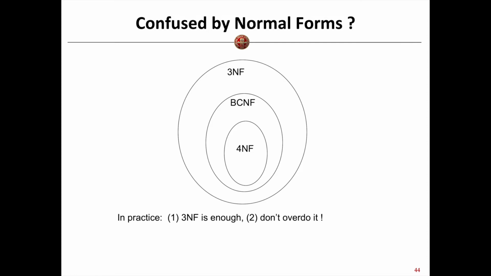In practice, we normally prefer to target the third normal form. We don't overdo the normal form requirements for the relations, because if we have strict requirements on the relations, then we have to decompose them into smaller relations. It will be a trade-off between the query efficiency versus the redundancy of the data storage.